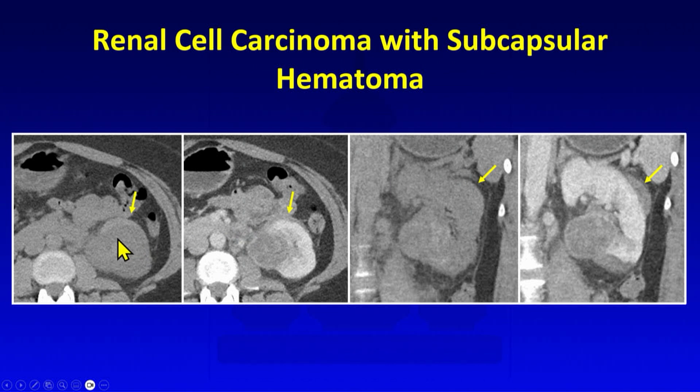This is a different case in which the patient presented with a subcapsular hematoma, as you can see in that hyperdense crescent around the kidney. Whenever a patient comes in with a spontaneous renal bleed, you really have to be concerned about an underlying tumor. In this case, we can see a heterogeneously enhancing mass right here medially. This was a case of renal cell carcinoma with a spontaneous subcapsular bleed.